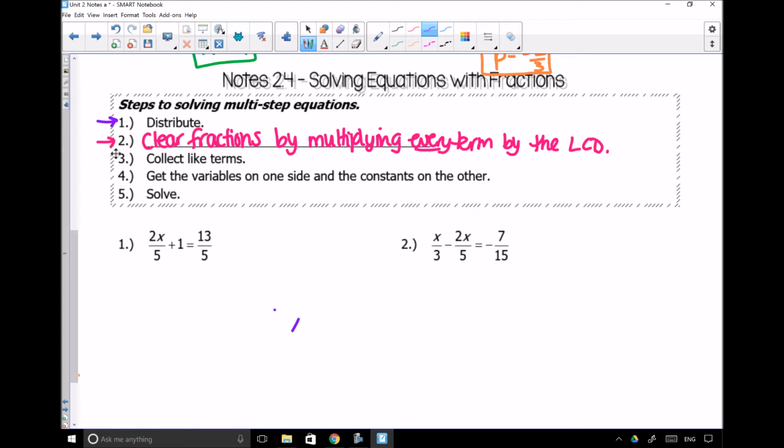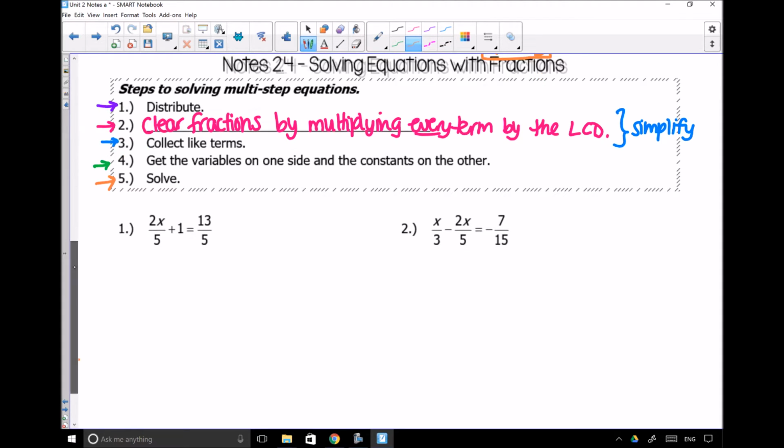Then we are going to see if we can collect like terms, just like we did before. And remember, all of this stuff is simplifying each side of our equation, okay? Then we're going to get the variables on one side and the constants on the other. And lastly, we are going to solve. Okay, so let's go ahead and follow these steps.